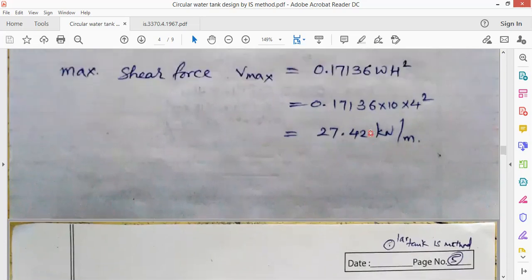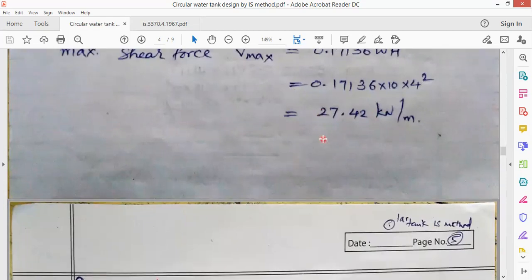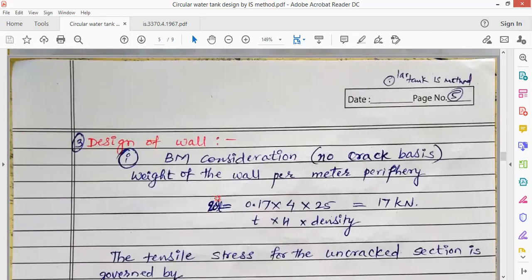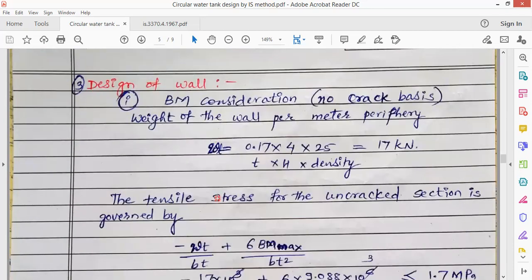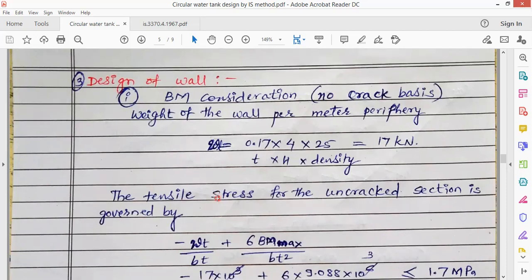So once I obtain the hoop tension, moment and the shear force, then I will go for the design of the wall, that is calculation of the reinforcements. Before that, I have assumed the thickness, so I need to check whether that provided thickness is sufficient. So we have criteria here.